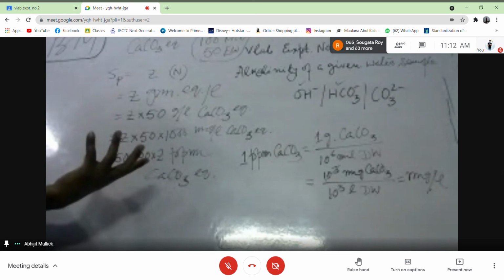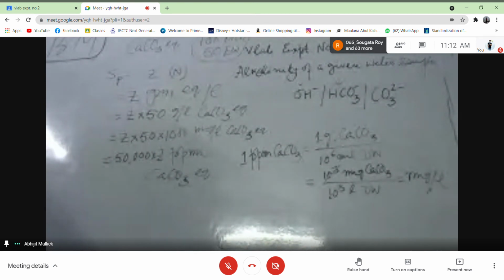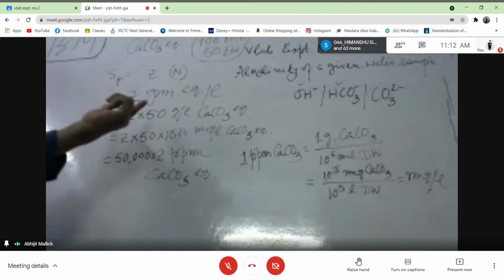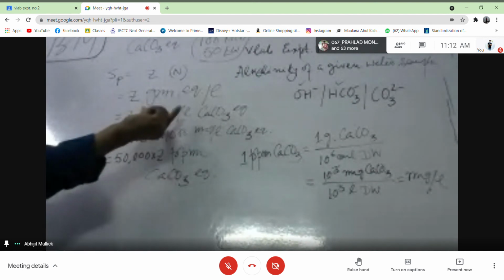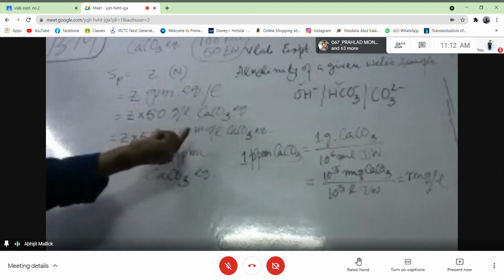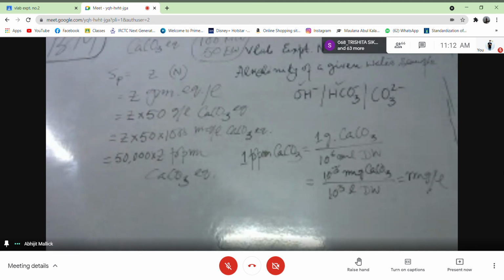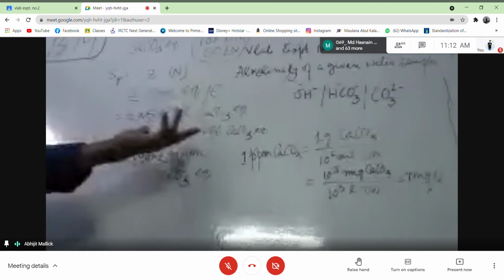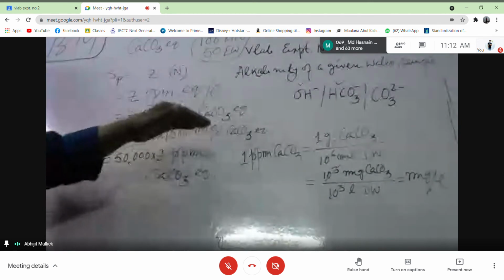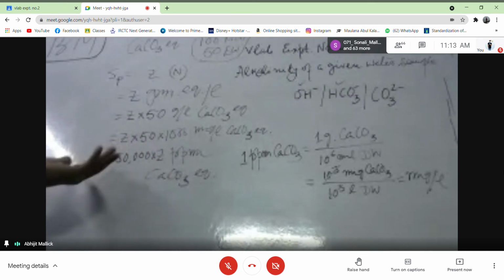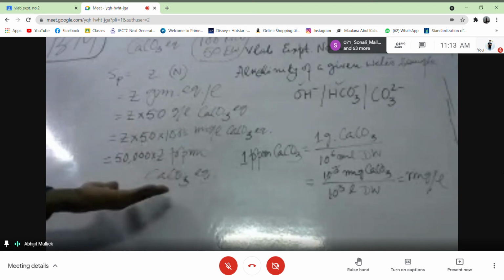Sir, so Z equals Z in SP equals Z into 50 into 100. Is the unit written there? First Z, then Z into 50 gram per liter, then multiplied by 1000, meaning gram is converted to milligram, milligram per liter. Then I have shown milligram per liter means ppm, and that's why this is 50,000 into Z ppm CaCO3.